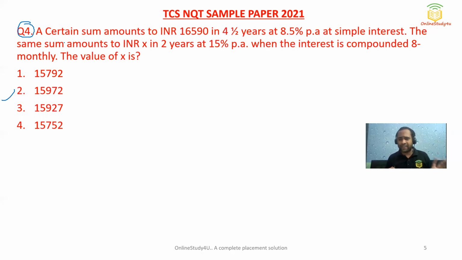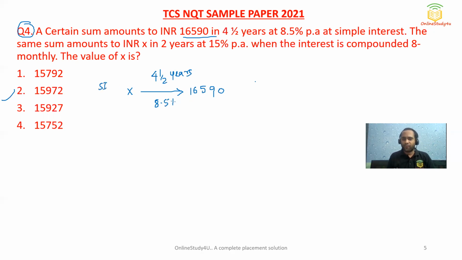This problem is one of the very good problems. A certain sum, x rupees you invested, amounts to 16,590 rupees in how many years, bhaiya? In 4.5 years, and the rate of interest is 8.5% at simple interest.